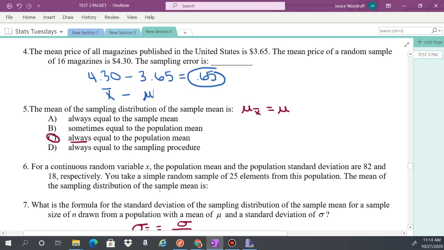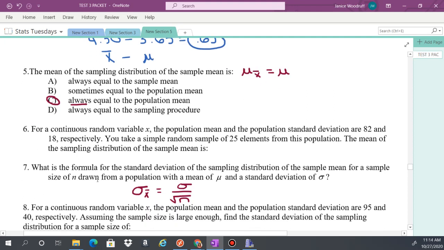All right, number 6. I said 16 by mistake, just human error there, I added a 1 because sometimes our minds do tricky things. For a continuous random variable X, the population mean and the population standard deviation are 82 and 18, respectively. You take a simple random sample of 25 elements from this population. The mean of the sampling distribution of the sample mean is?